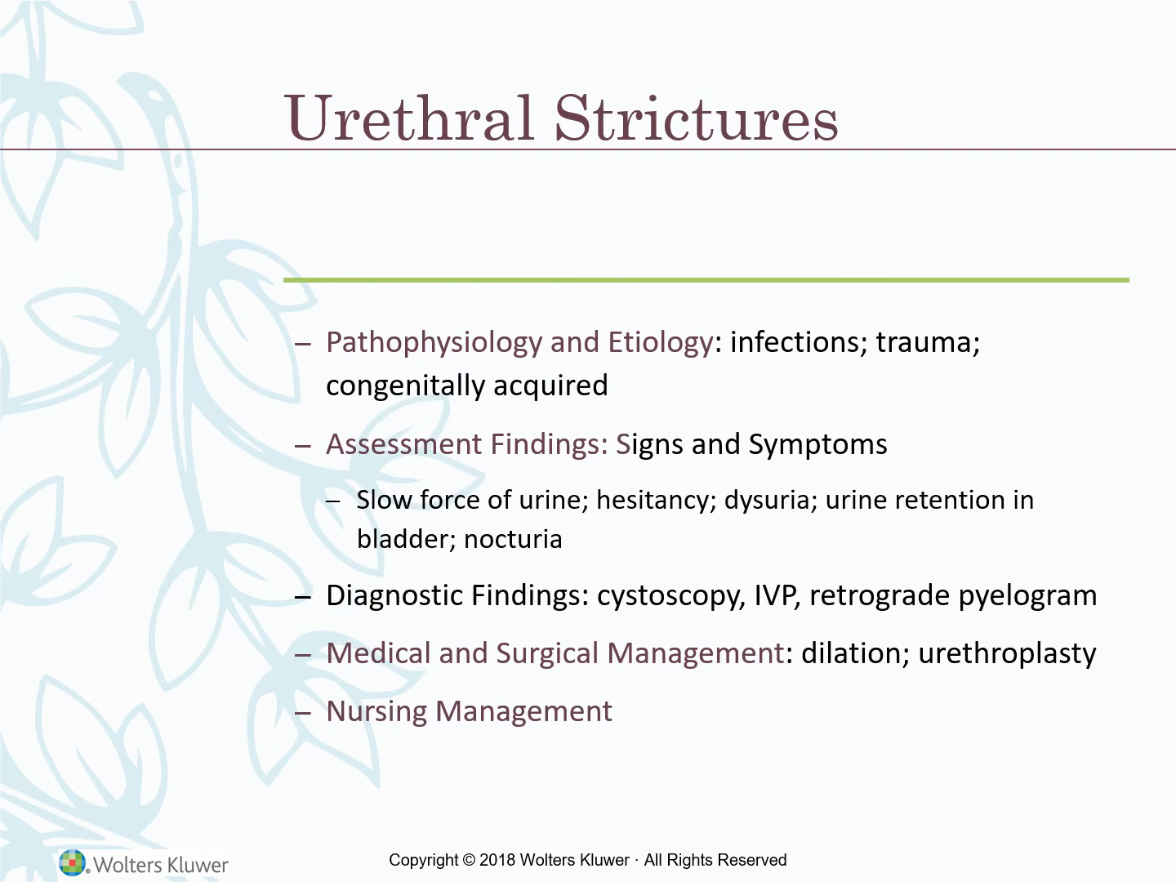Urethral strictures. This is due to infections or trauma or congenitally acquired. This is a narrowing in the urethra that obstructs the flow of urine and can cause complications in the bladder or upper urinary tract. The ureters may become distended with urine as a result of the obstruction, and the pelvic part of the kidney can also become distended with the backflow of urine.